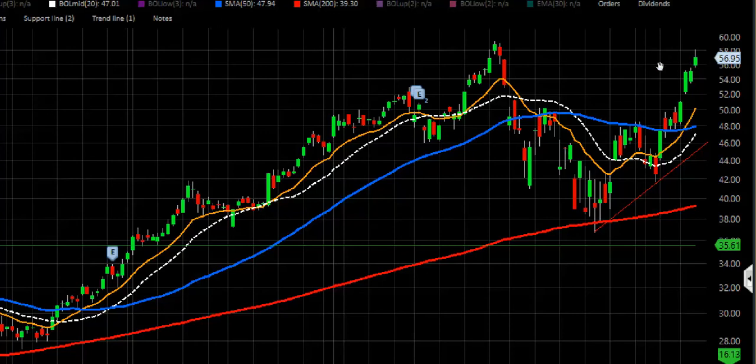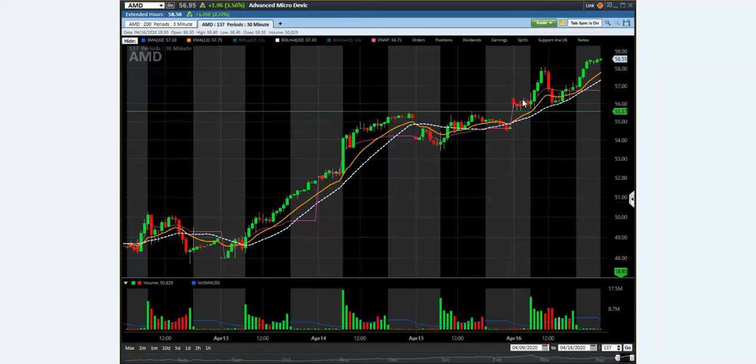So we want to go into a 30-minute chart. Anything in gray is pre-market and after hours. This is yesterday and this is today. This is the pre-market. Look at it, it gapped up above yesterday's high, and it stayed up there until open.